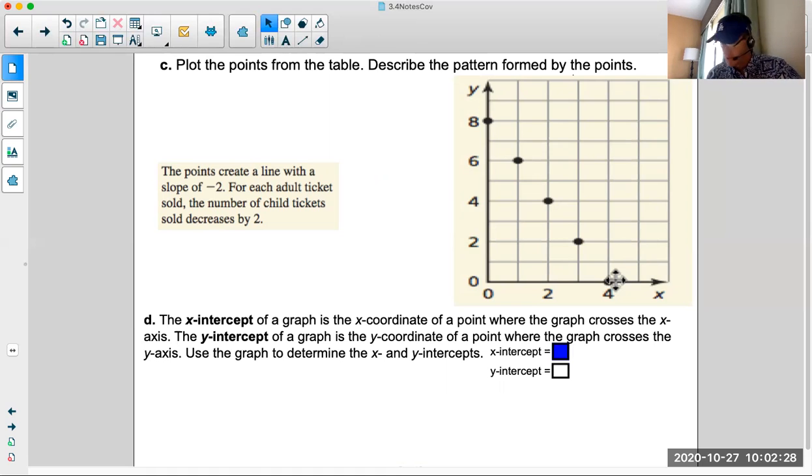Okay, now let's talk about x and y intercepts. You may remember this from pre-algebra, but an x-intercept of a graph is the x-coordinate of the point where the graph crosses the x-axis. So where would this graph cross the x-axis? Oh, right here, right at (4, 0). So the x-intercept in this case, we would say, is just 4, right?